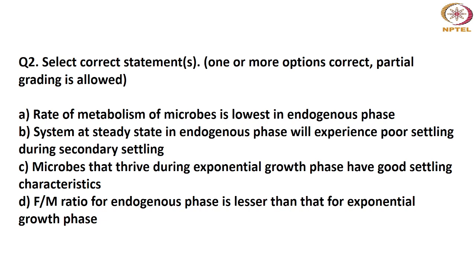Next question, again theoretical, with multiple correct statements. Please go through it; one or more options are correct. A: the rate of metabolism of microbes is the lowest in the endogenous phase. B: the system at steady state in the endogenous phase will experience poor settling during secondary settling. C: the microbes that thrive during the exponential growth phase have good settling characteristics. D: the F by M ratio for the endogenous phase is lesser than that for the exponential growth phase.